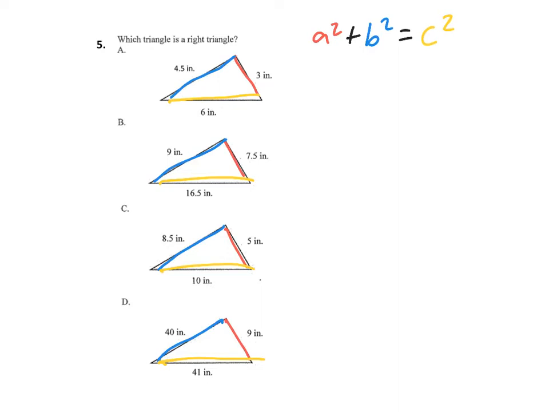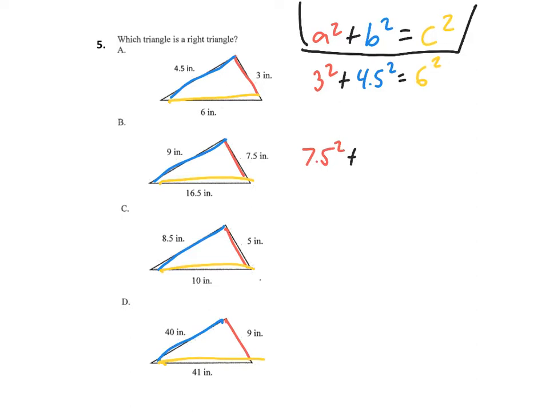First thing I'm going to do is go through and set up each one of these in the Pythagorean theorem. I'm only going to have the Pythagorean theorem written once here, though. So for A, I would have 3 squared plus 4.5 squared equals 6 squared. On B, I would have 7.5 squared plus 9 squared equals 16.5 squared. On C, 5 squared plus 8.5 squared and the 10 squared.